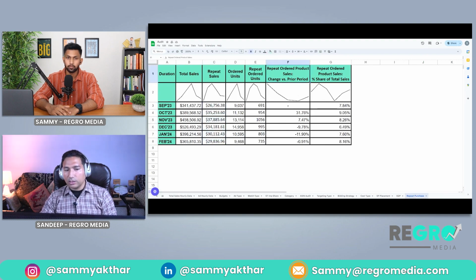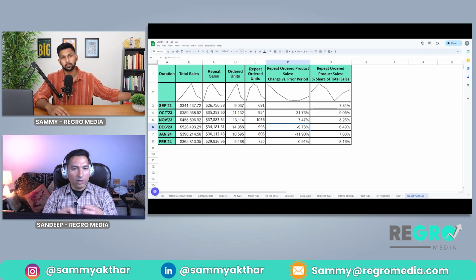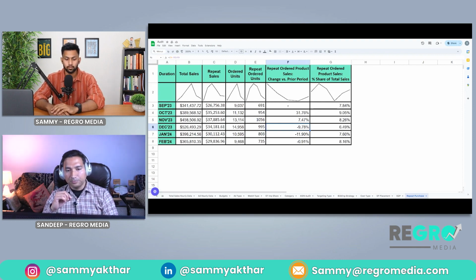So what we can do is also look at the change with respect to the previous period in terms of repeat ordered sales. So for example, here we can see 31%, 4%, then it's a negative. That means for some reason we are not doing as well in terms of repeat purchases. Usually the scenarios when we see this negative are possibly because of fulfillment issues, or not enough subscribe and save offers from the brand, or not enough retargeting for the audiences who have already bought the product. So these three are the main reasons which we see when there is a decline in repeat purchase orders.